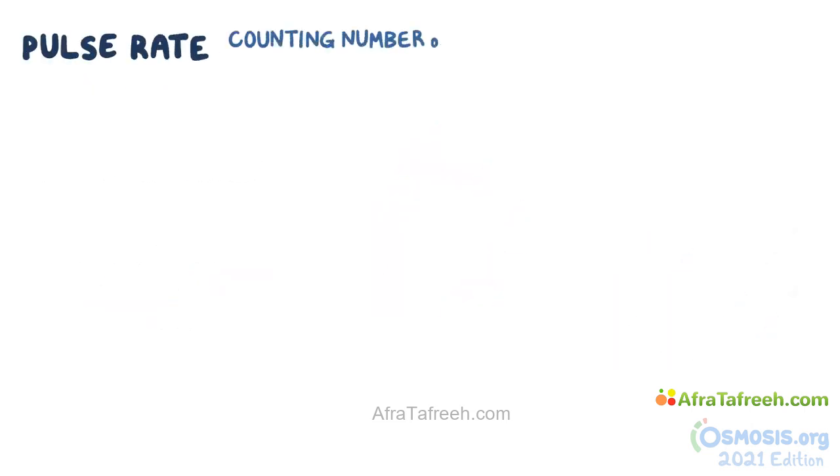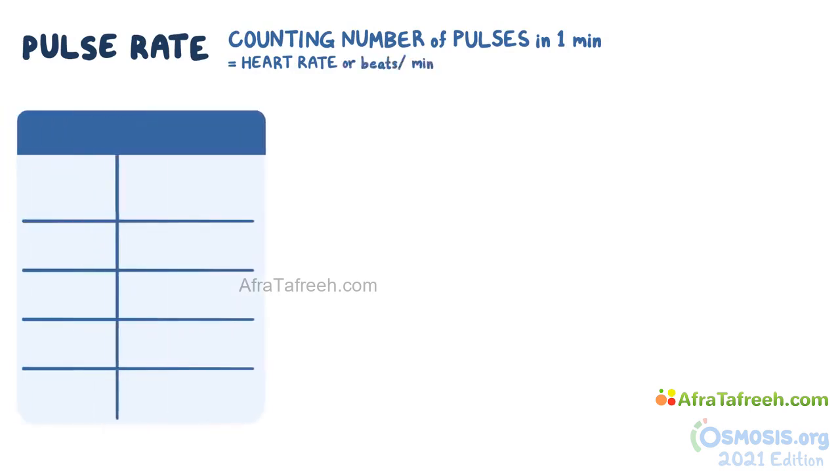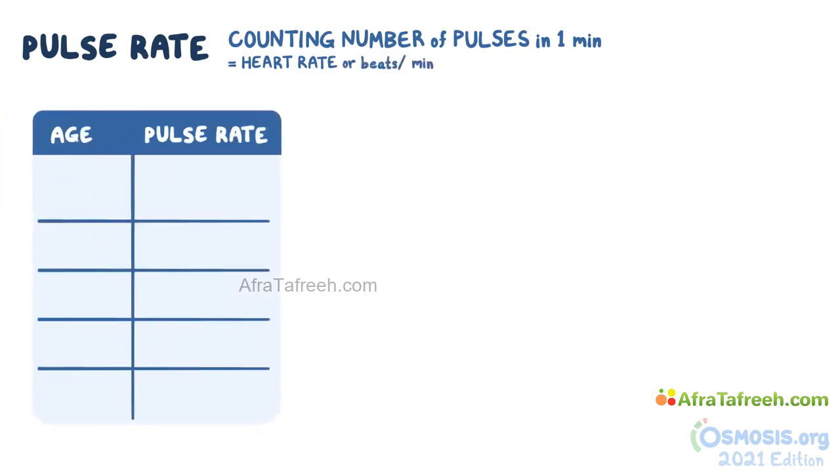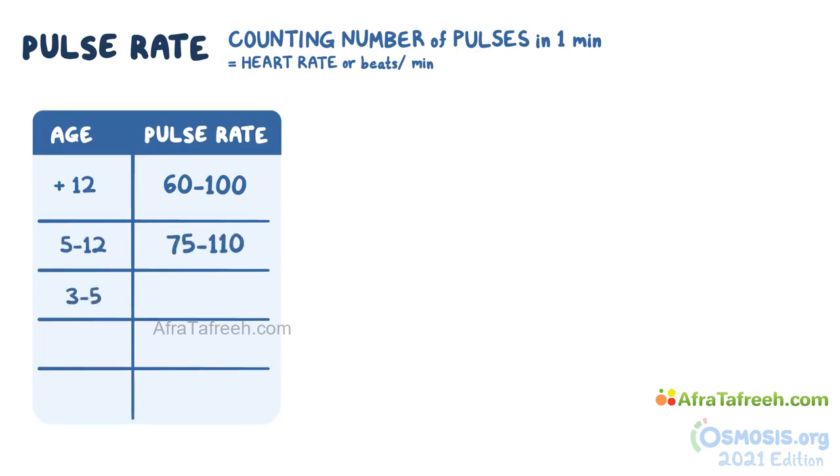You can calculate the pulse rate by counting the number of pulses in 1 minute. This is actually equal to the heart rate, or the number of times the heart beats per minute. Normal pulse rate varies among different age groups, so for those 12 years of age or older, it's typically between 60 and 100. For school-age children between 5 and 12 years old, it's 75 to 110. For preschoolers from 3 to 5, it's 80 to 120, while toddlers from 1 to 3 have a normal pulse rate of 80 to 130.